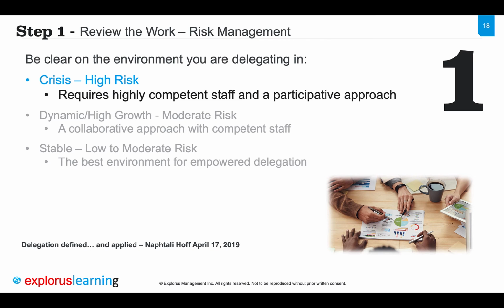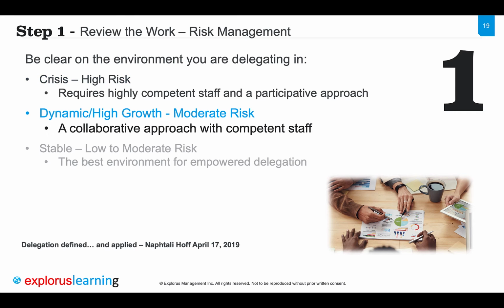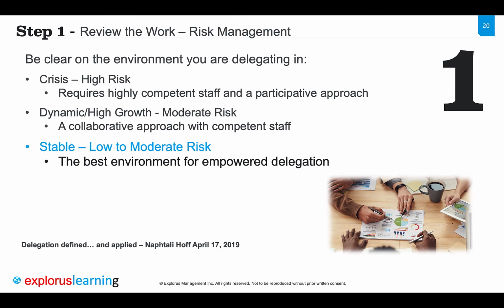Step 1 is reviewing the work and understanding the environment you're in. Is it a high-risk environment? This requires highly competent staff and a more participative approach. Is it a dynamic, high-growth environment? Just more moderate risk. This is a more collaborative approach with very competent staff. Or are you in a stable, low to moderate risk environment? And this is the best environment for an empowered delegation.